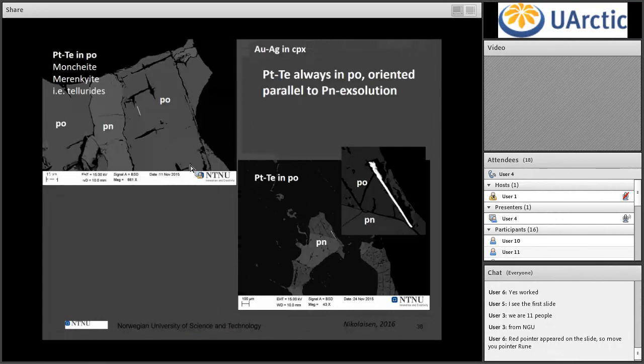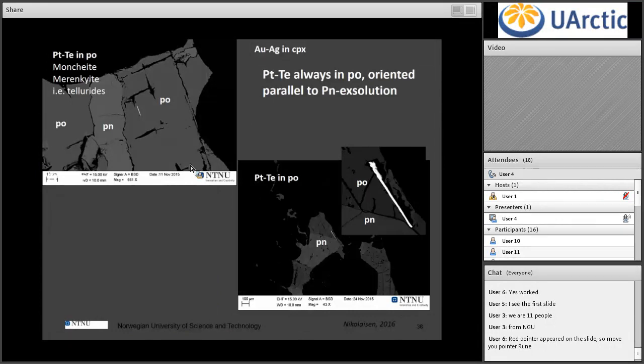Most of the PGMs can either be classified as moncheite or merenskyite. In other words, most of what we are finding is actually tellurides. So this is just what it may look like here in a pyrrhotite host, where the bright grain is either moncheite or merenskyite.